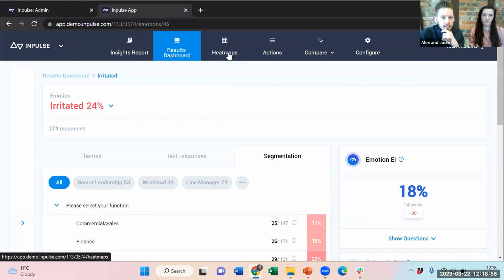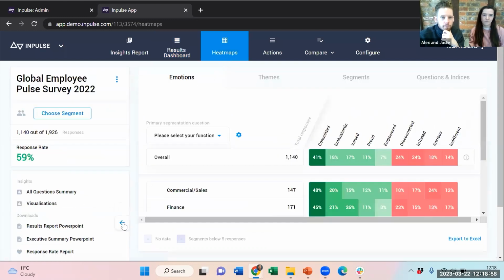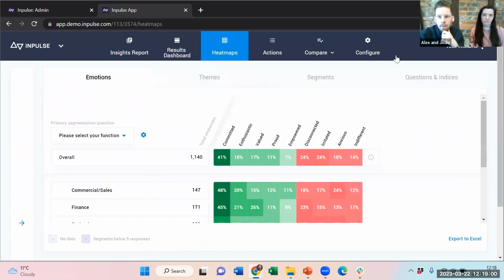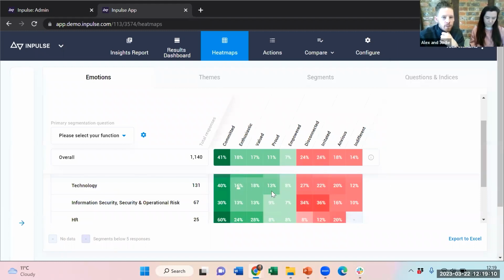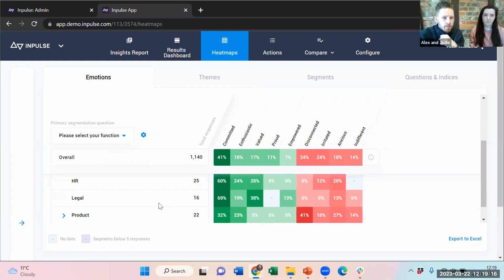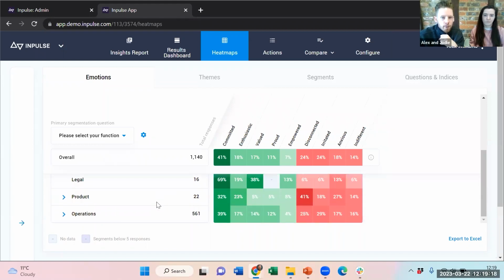If we wanted to see across all of our, let me just zoom out so you can see that. Then we can see a heat map. So you can see the breakdown of the individual emotions there. And then on the left-hand side here, I've got all of the segments for me to look at as well. So I can see the breakdown of where these emotions are most dominant.